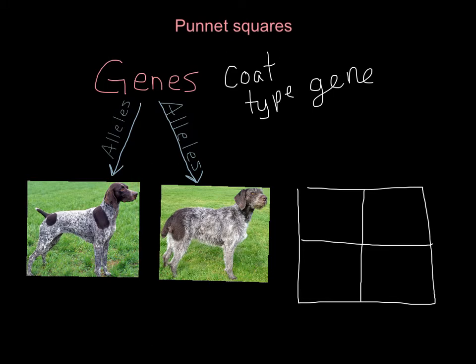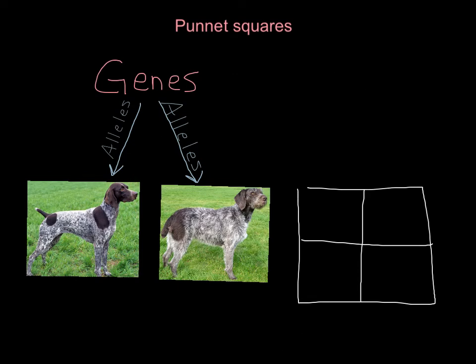Okay, but both of these dogs have a different form of that gene. One has a short hair, one has a long hair allele. Those alleles are different types of the gene. So different types of the coat type gene. They both have coat type genes, but they're different lengths of coat. So we would call them different alleles of that gene.